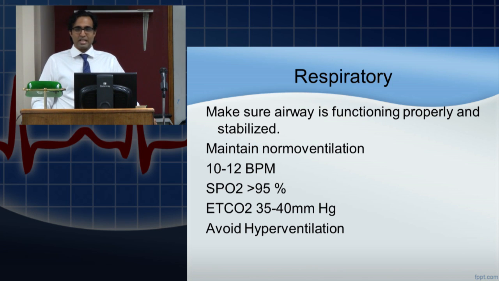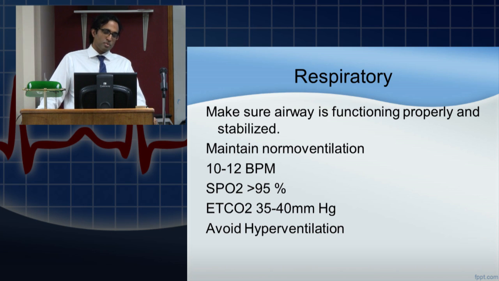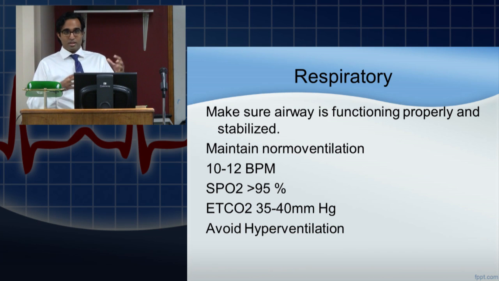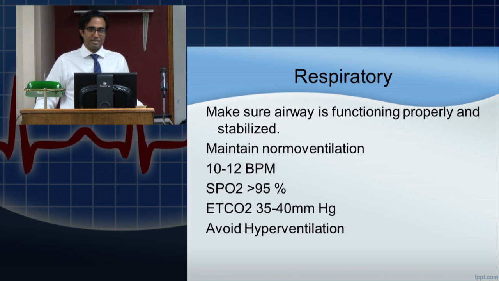That's the other thing I see a lot: people get real excited and they squeeze that bag really quick. You want to keep it at 10 to 12 breaths per minute. You want to keep their oxygenation at 95%, and the end tidal CO2 at about 35 to 40 millimeters of mercury. Do y'all have numbers on yours, or is it kind of like the color purple, yellow? Okay, good.